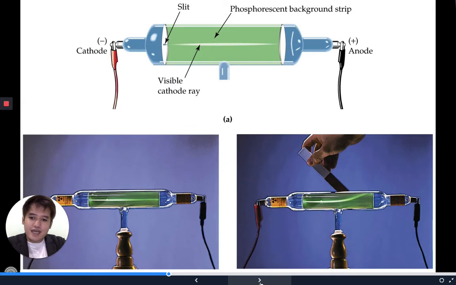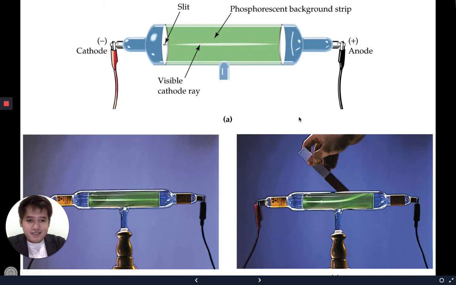This is how the experiment looks like. You have here a negatively charged end, which we call the cathode, and a positively charged end, which we call an anode. What happens here is that a cathode ray is bombarded from one end to another, with a phosphorescent background strip so that the ray will be clearer. There is also a slit where the bombarded rays pass through. Once they turn on the ray, there is a radiation or luminescent light traveling from the negative end to the positive end.